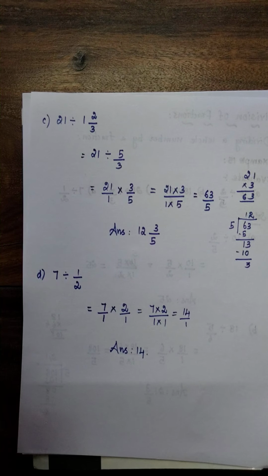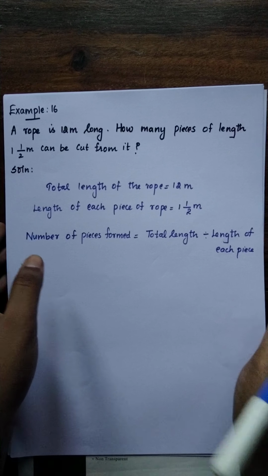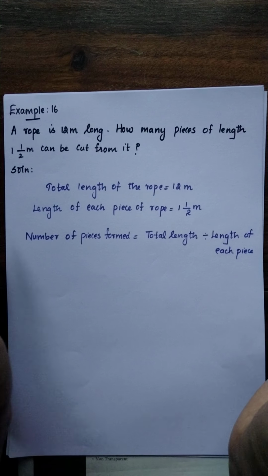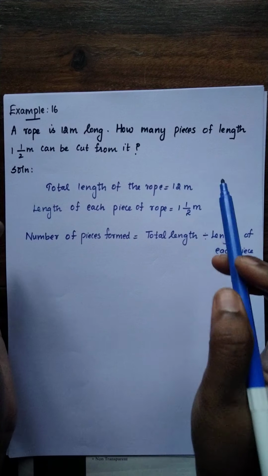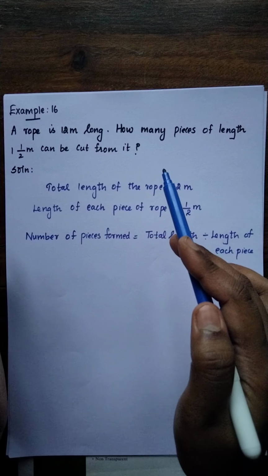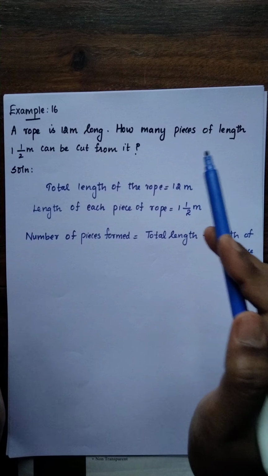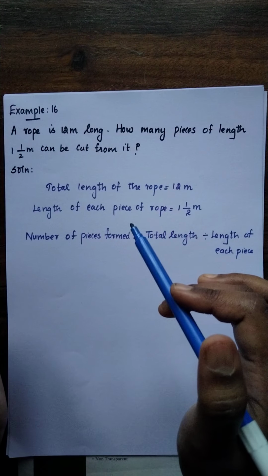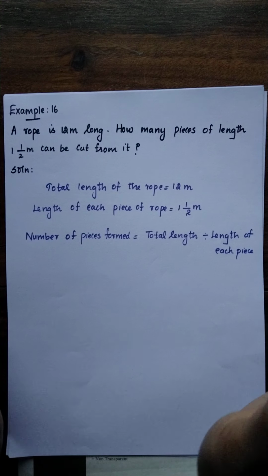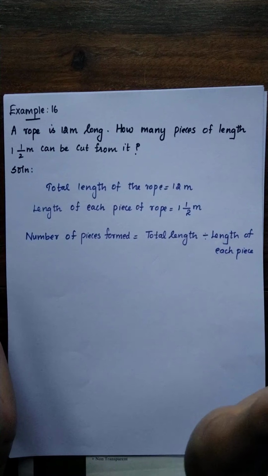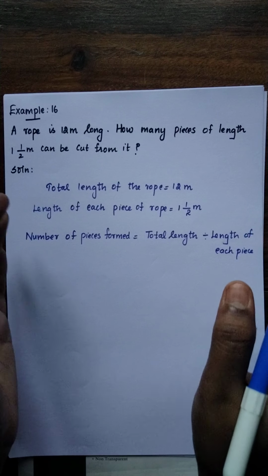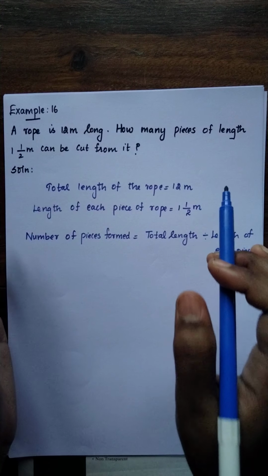Okay, then our last question, example 16, same page number, page number 28. A question is, a rope is 12 meter long. How many pieces of length 1 by 2 meter can be cut from it?